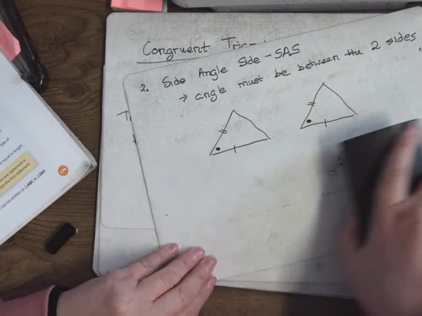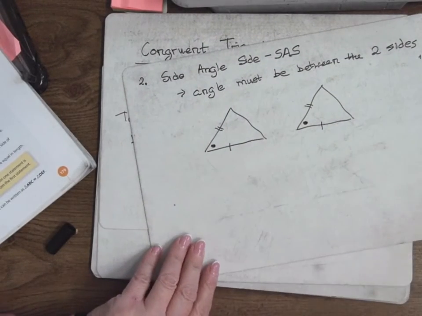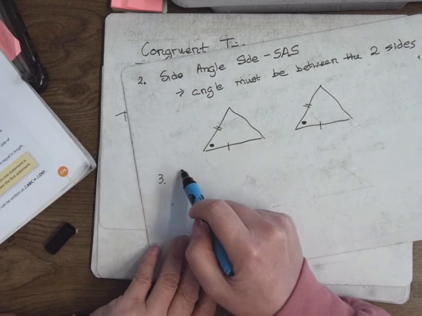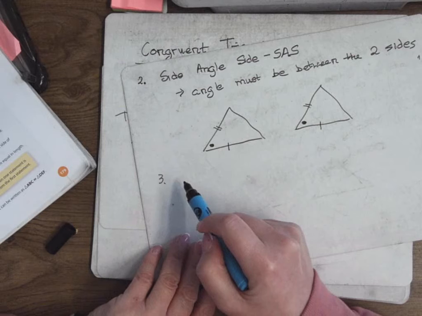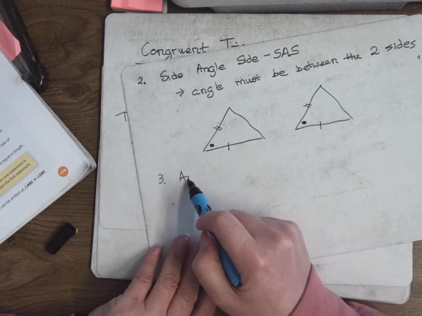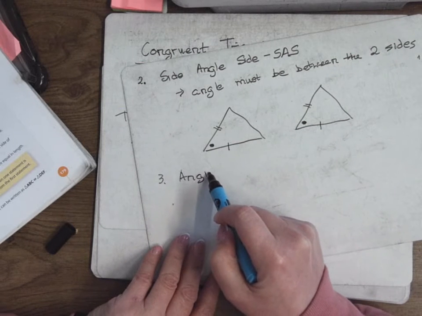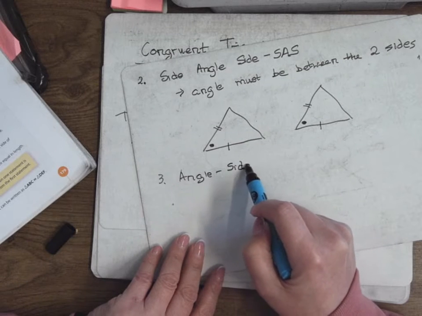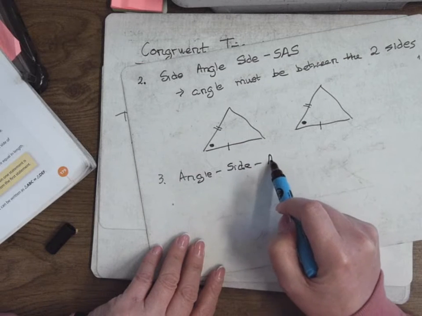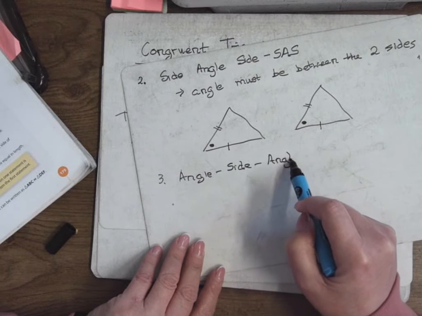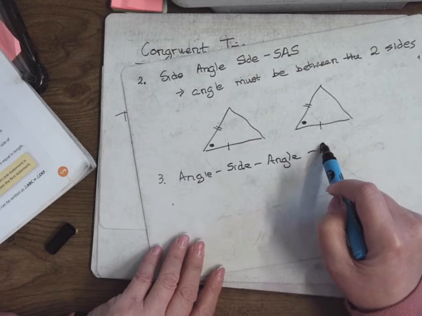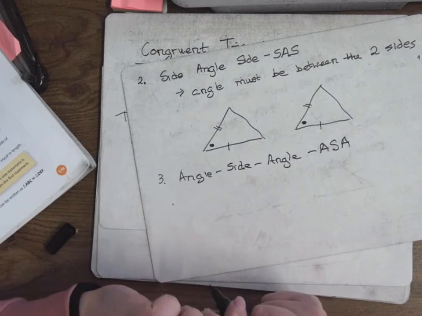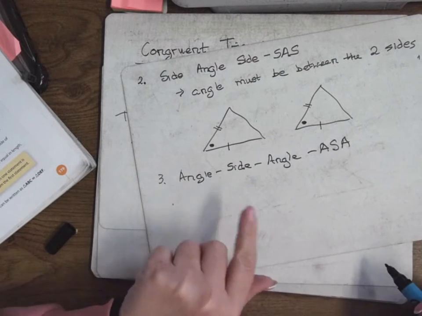Okay, is that right? Next one, number 3, is angle, side, angle. What do I call this for short? ASA. Okay, so this is angle, side, angle.